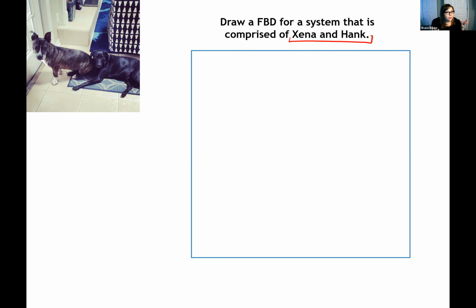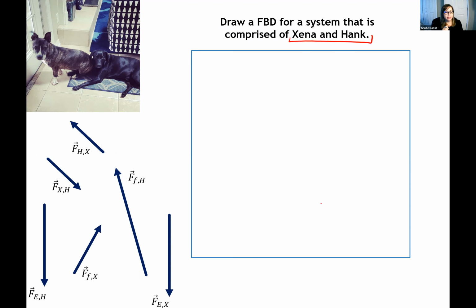So we already did the free body diagram for Hank and Xena, and they each had three forces acting on them. So basically I'm going to take all of those three forces. So I should have 6 total forces that are describing an interaction where something is exerting a force on either Hank or Xena. So here are those 6 forces. I copied them down for you again. And technically all of these forces can go on our free body diagram.